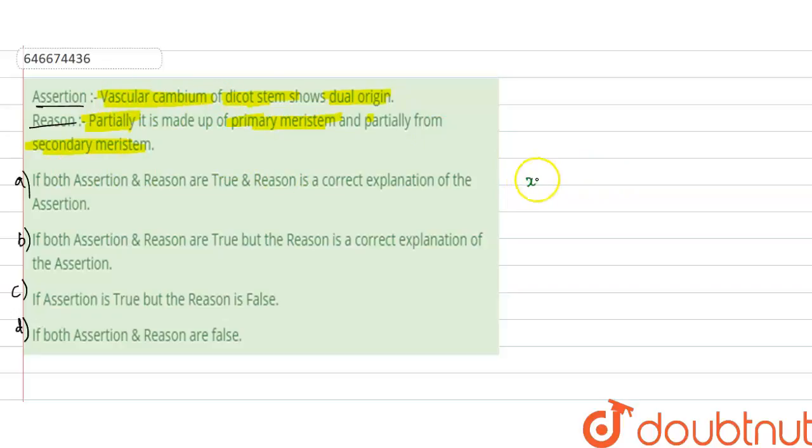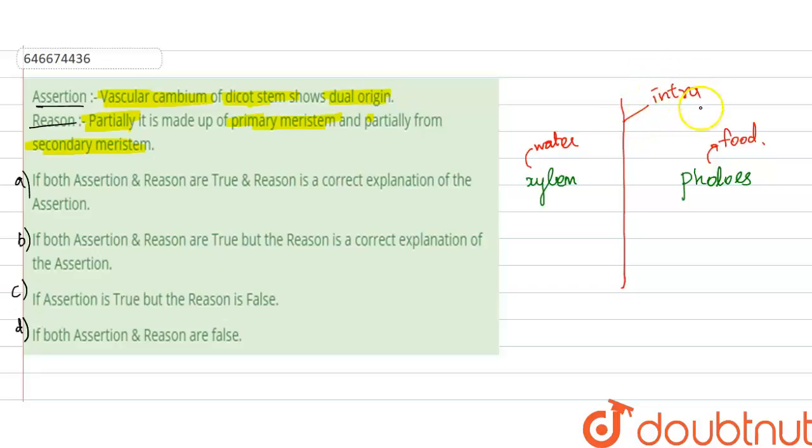We have 2 types of vascular tissues in dicot stem. One is xylem, another one is phloem. Xylem will transport water, minerals, etc. and phloem will transport food, that is sugar, etc. In between the xylem and phloem tissues, a tissue is present that is called intrafascicular cambium. So that is vascular cambium.